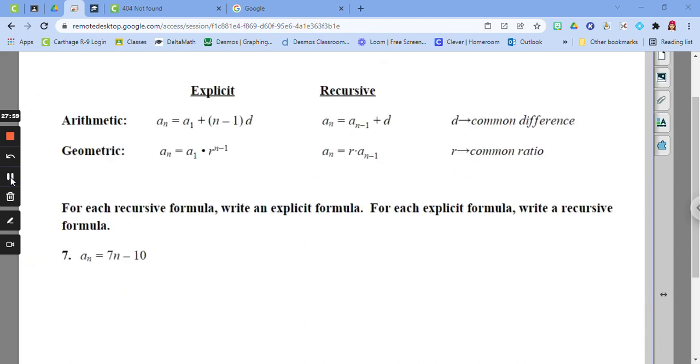Explicit formula versus recursive. Explicit formula allows you to find any term you want in the sequence. Recursive formulas only allow you to find the next one. That's the difference between the two. So, for each recursive formula, write an explicit. For each explicit, write a recursive.